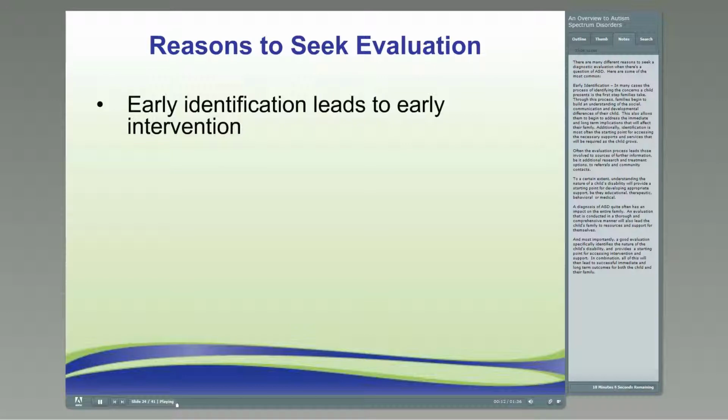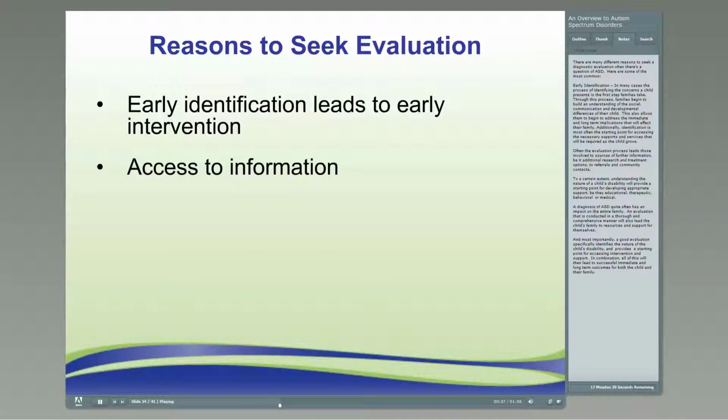Early identification. In many cases, the process of identifying the concerns a child presents is the first step families take. Through the process, families begin to build an understanding of the social, communication, and developmental differences of their child. This also allows them to begin to address the immediate and long-term implications that will affect their family.